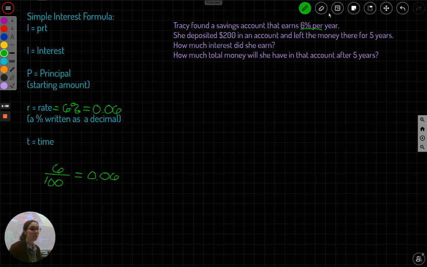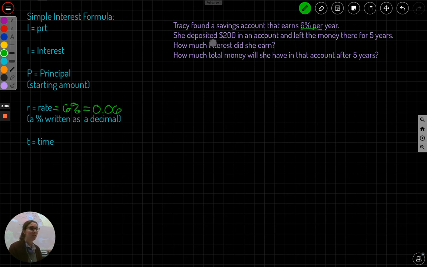Our rate should rarely be over 1 whole. If your rate is over 1 whole, you should have over 100% as your rate. Otherwise, your rate is going to be a decimal. You can either divide it by 100 using a calculator or your own mind, or you can just look at this and take the decimal point and move it over to the left twice.